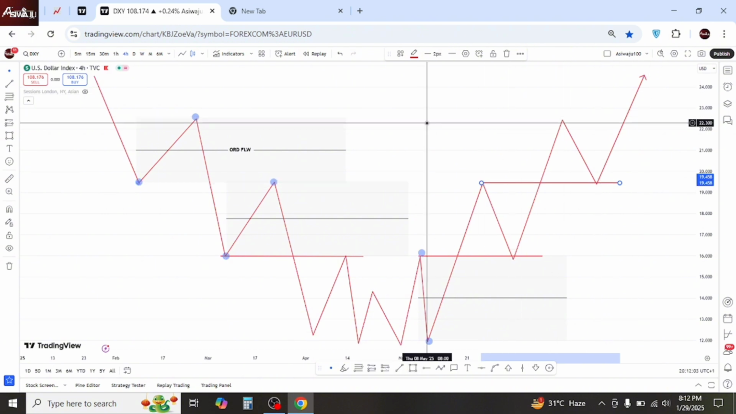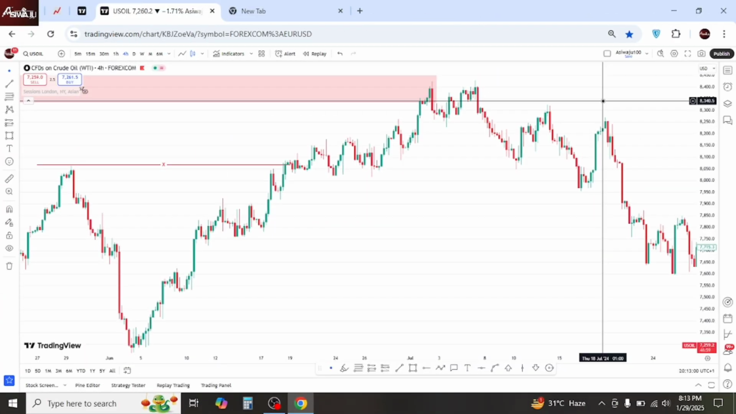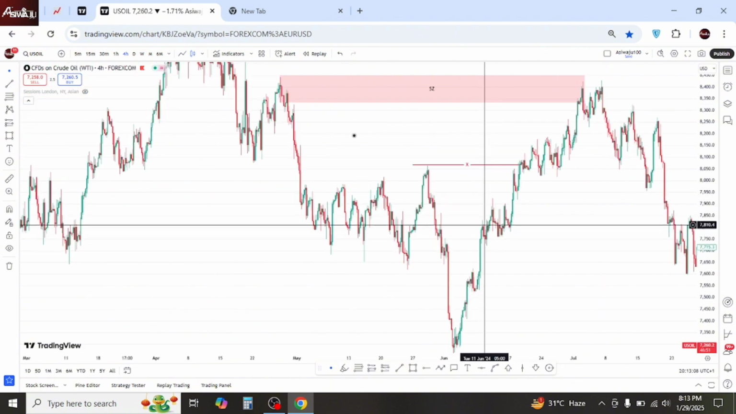I'm going to take us through a real chart example so that we can understand better. Now, when you take a look at this chart we have here, from this point, we're actually in a bearish move.